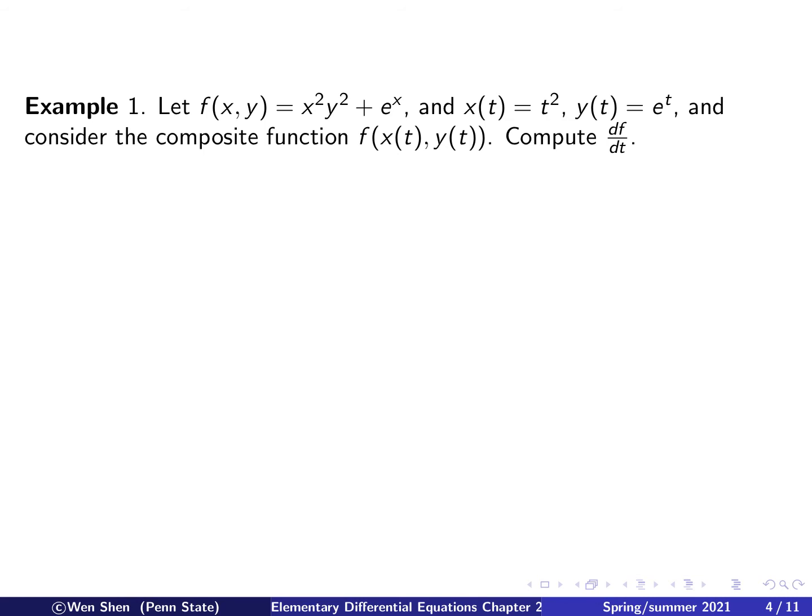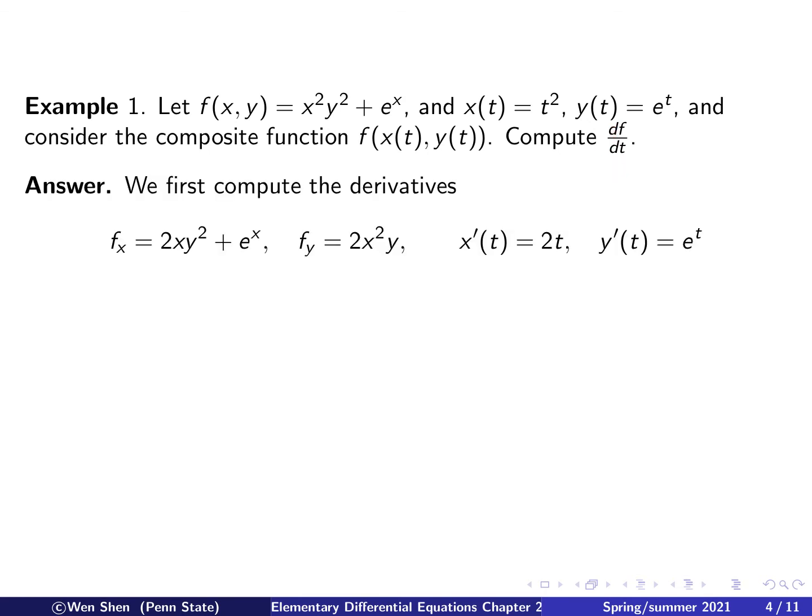Let's take an example of this chain rule and the partial derivatives. Let's consider f of x, y equals x squared y squared plus e to the x. And then let x and y be functions of t. So x of t is t squared, y of t is e to the t. Now we consider the composite function f of x of t and y of t, and we wish to compute the derivative df dt.